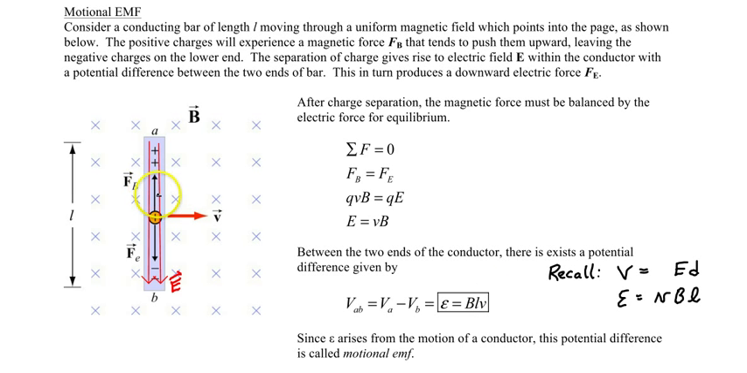So as long as this rod continues to move to the right at constant speed, there will be charge separation occurring at the two ends of the rod. Hence, the rod will basically behave as a battery.